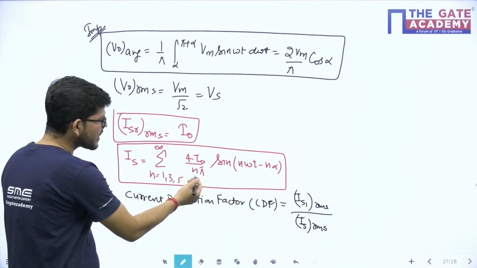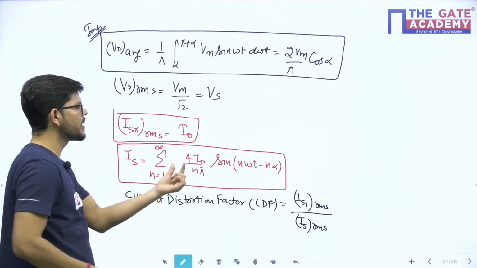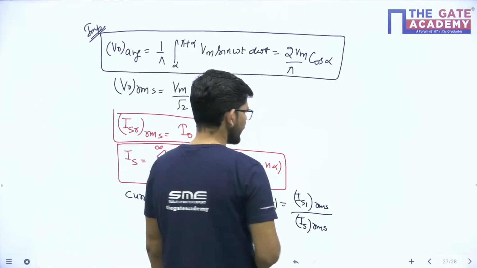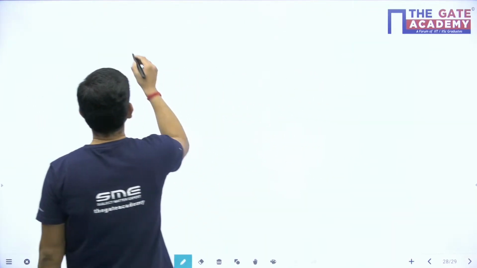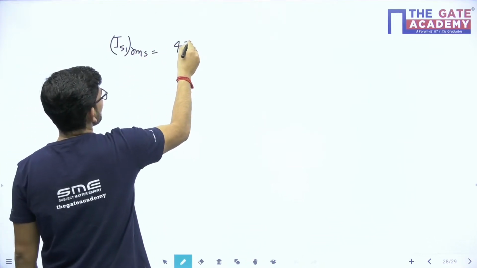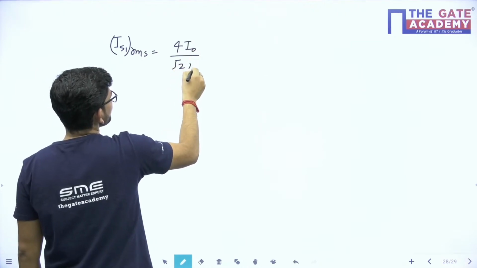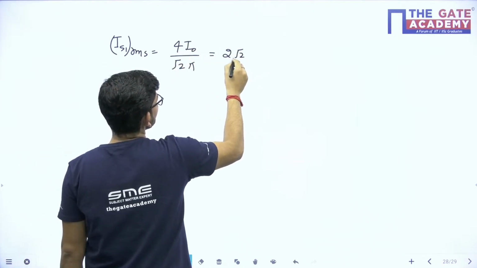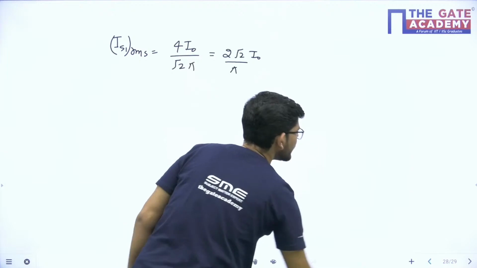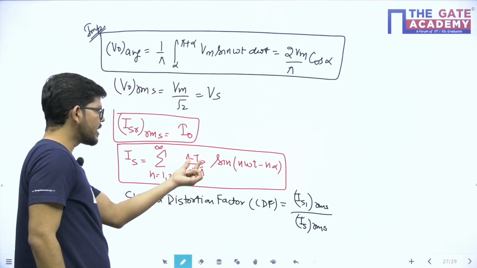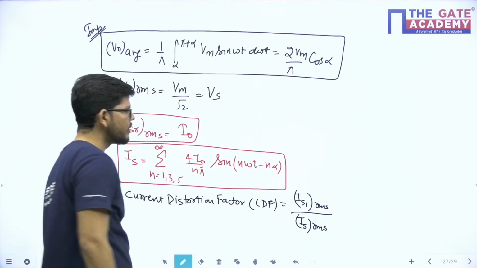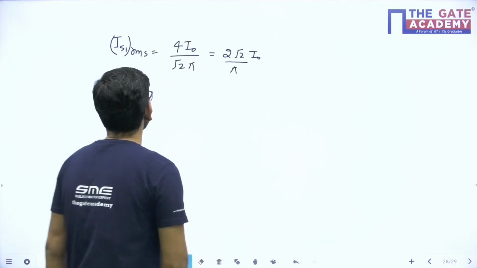So you will get the fundamental component from this particular Fourier series waveform. If you put n equals to 1 and divide it by root 2, you will get the fundamental component. So what will be the fundamental component? IS1 RMS will be equal to 4 I naught upon root 2 pi, or we may also say 2 root 2 I naught upon pi. So this will be the fundamental component. How do you calculate it? The fundamental component will be 4 I naught upon n pi. You just calculate the RMS value of this particular component by putting n equals to 1 here.